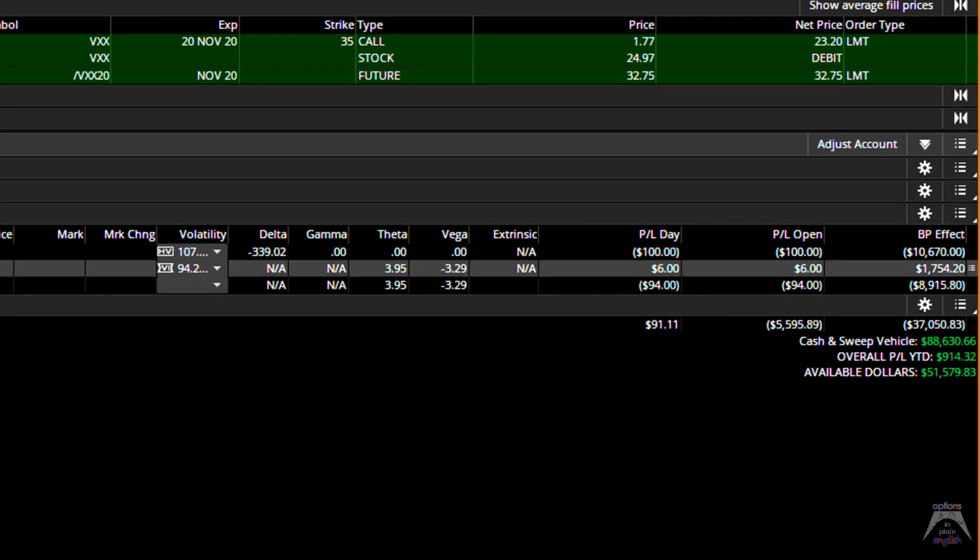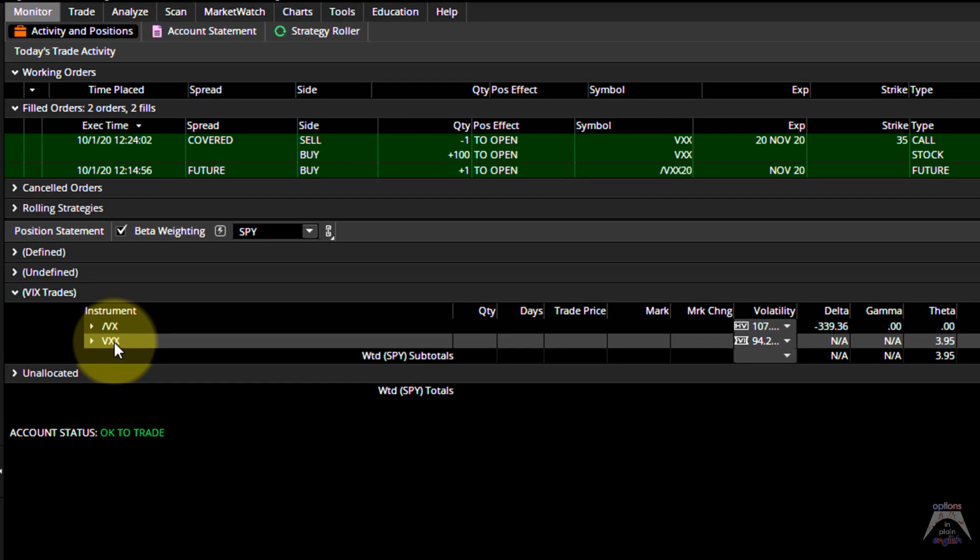Remember, this is a bullish position on VIX, which is a bearish position on the market, because the VIX moves opposite what the market does. And even though we're doing a covered call, we still have positive delta. So we're long volatility with this one.